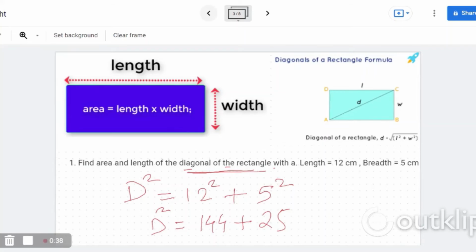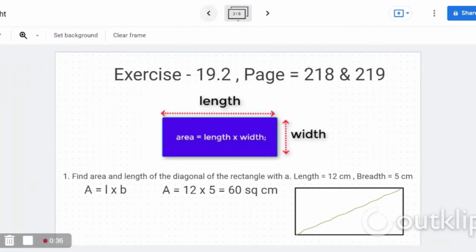As you can see here, I have already found out the area as 60 centimeter square, and my diagonal is 13 centimeter. If you see, this was my 5, this was my 12, and this entire line has become 13. See, and it is a right angle triangle. This is the new thing in this chapter. You not only have to find the area of a rectangle or a square, you are supposed to find the diagonal also, the length of the diagonal.